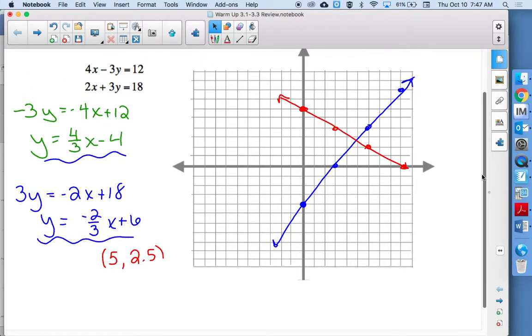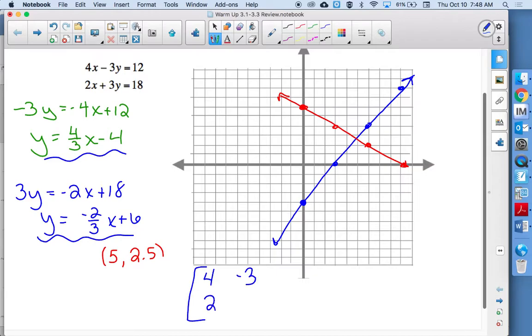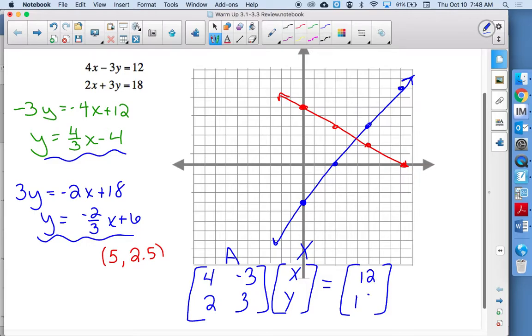matrices. So looking at this equation, Nick, how would we set up a matrix equation for these systems? You will do 4 negative 3, 2, 3. And that is called our coefficient matrix that represents matrix A. And then our second box, X and Y, right, that's our variable matrix, that's called matrix X. And then the third matrix, Nick, is 12 and 18. 12 and 18. And that's matrix B.